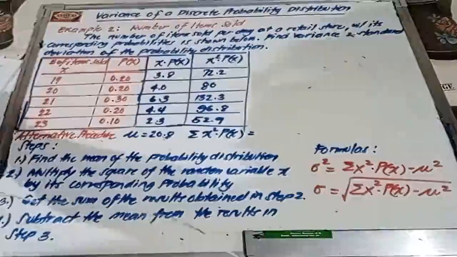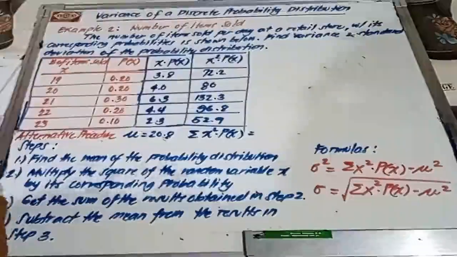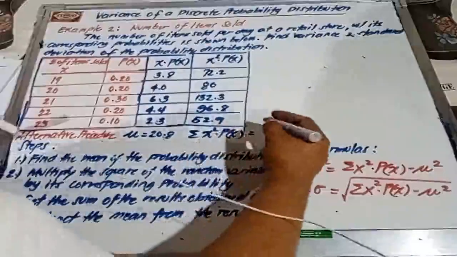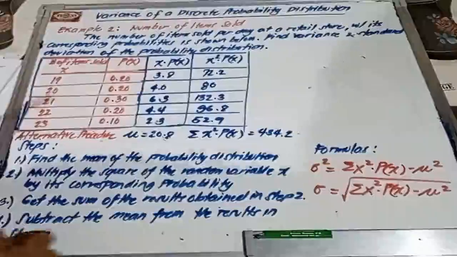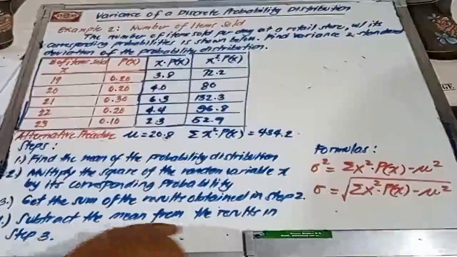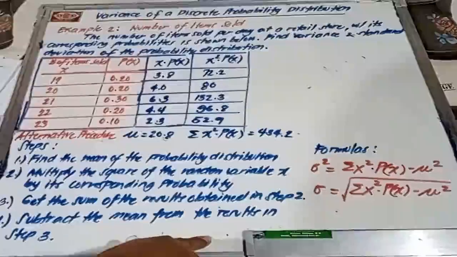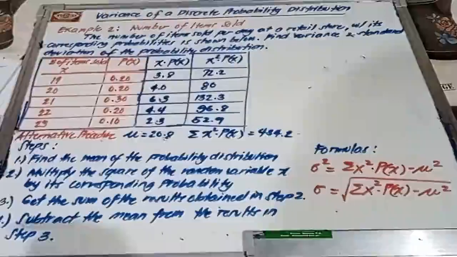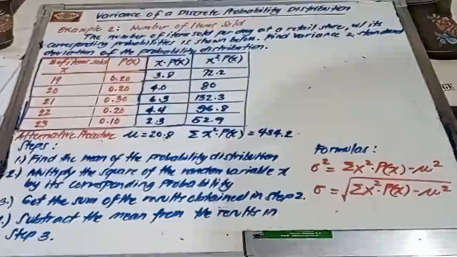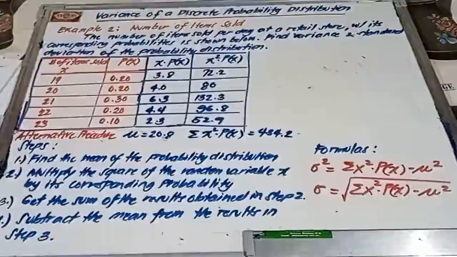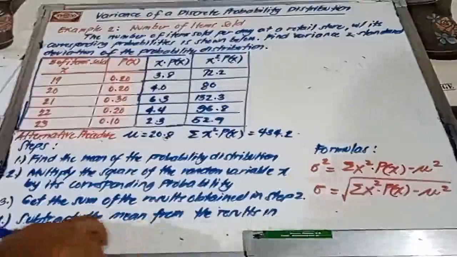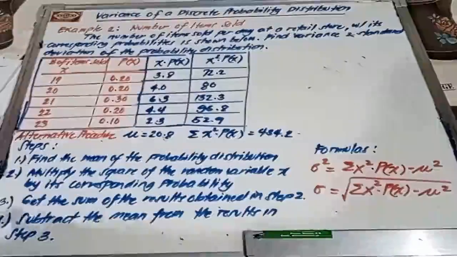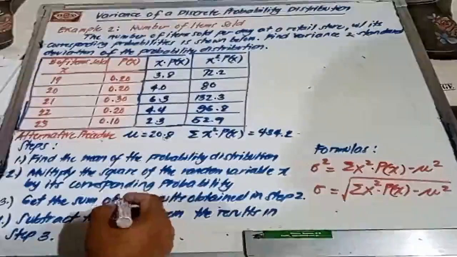We have 434.2. Okay? Then subtract the mean from the result in step 3. So, ima-minus pa natin ang mean. Okay? Excuse. So, it should be subtract the square of the mean. Subtract the square of the mean from the result in step 3.